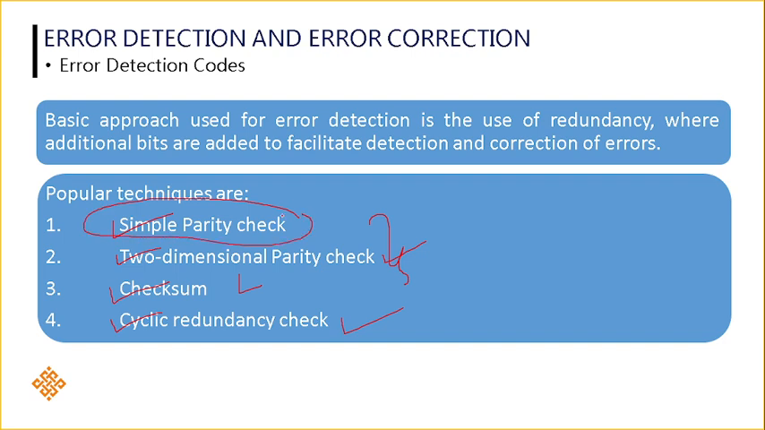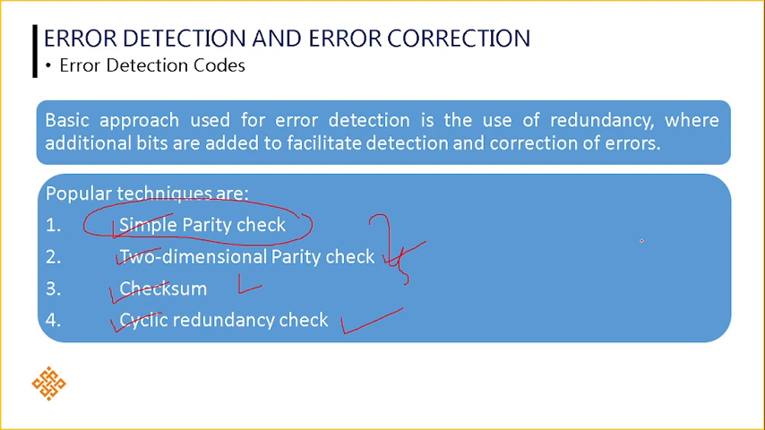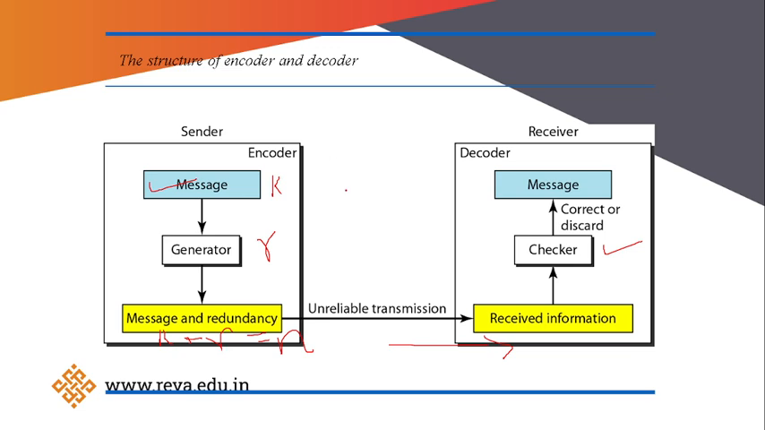Okay. So this is what I just told you, the structure of the encoder and the decoder of the error detection process. At the sender side, this is the original message you are sending, that is nothing but K, and the generator will add some extra bits. Together we call it message and redundancy, that is K plus R. Together we call it a code word N, that is sent to the receiver. Then the receiver will apply one of the techniques I mentioned. It may be a simple parity check, or an internet checksum, or a CRC, whatever it may be. It will apply that method and identify whether there is any error or not.